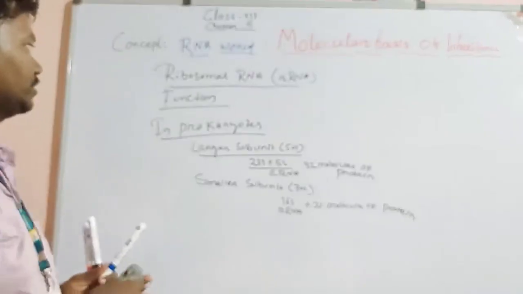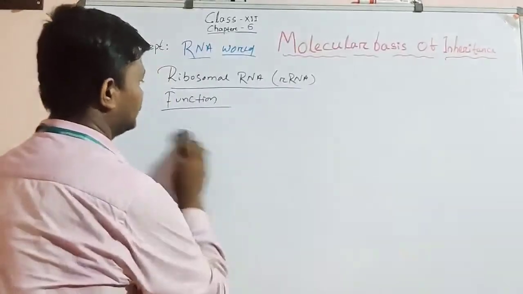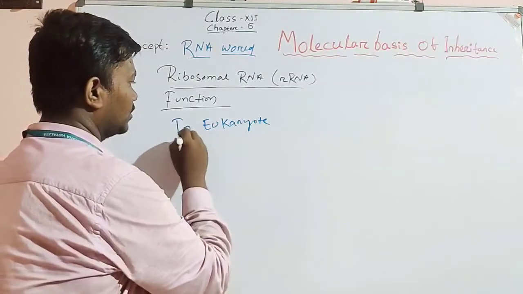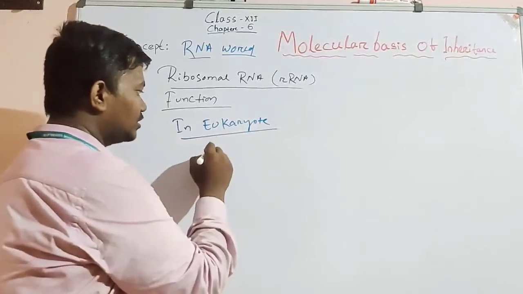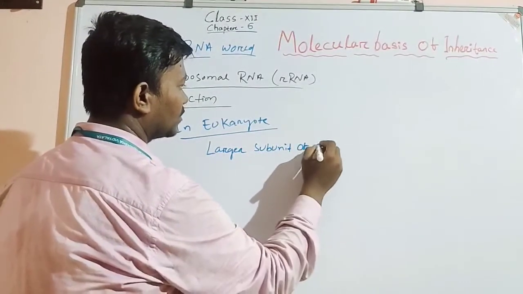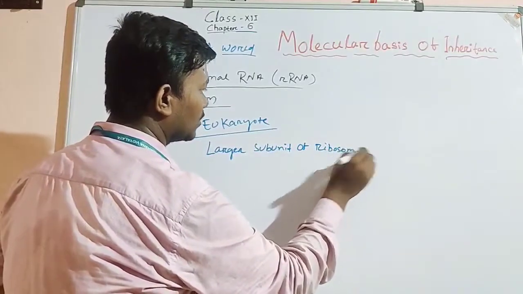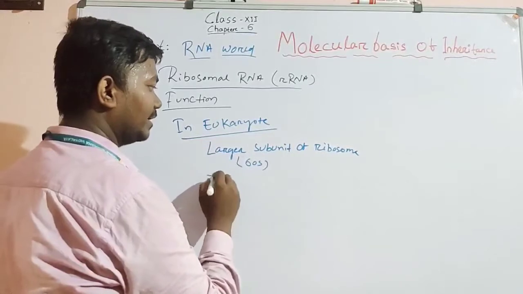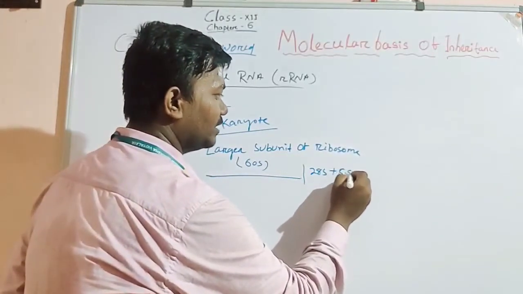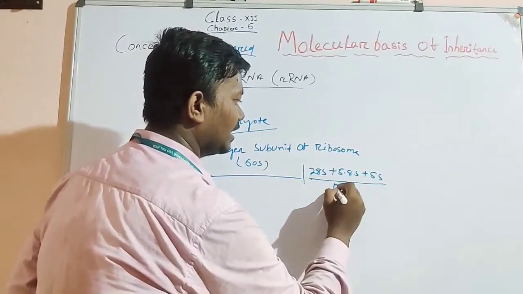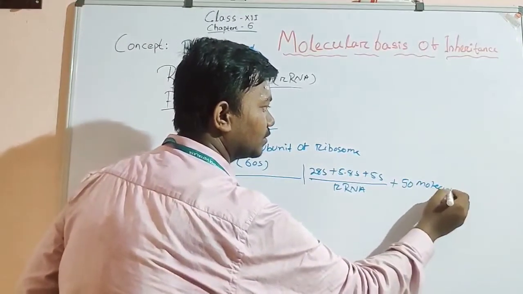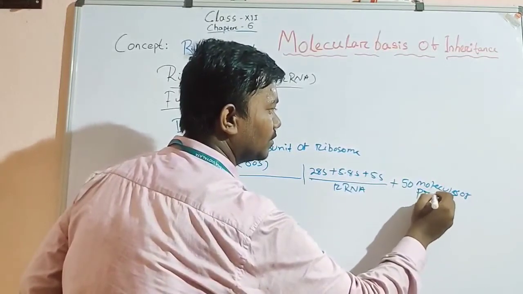Then coming to the eukaryote. In eukaryotes, similarly, the larger subunit of ribosome, that is the 60S type, is made by 20S type of RNA, 5.8S type and 5S type of rRNA with 50 molecules of protein.